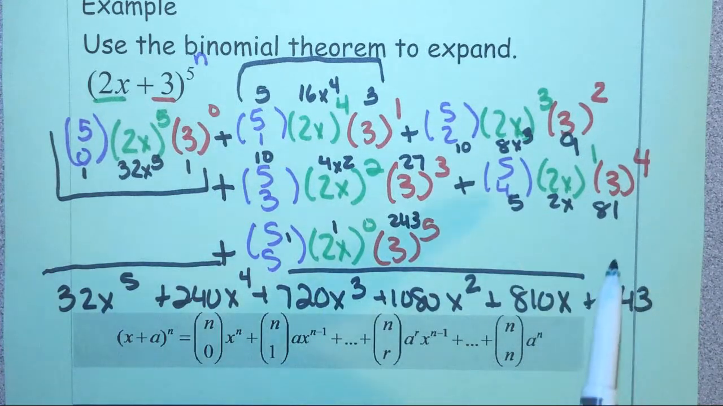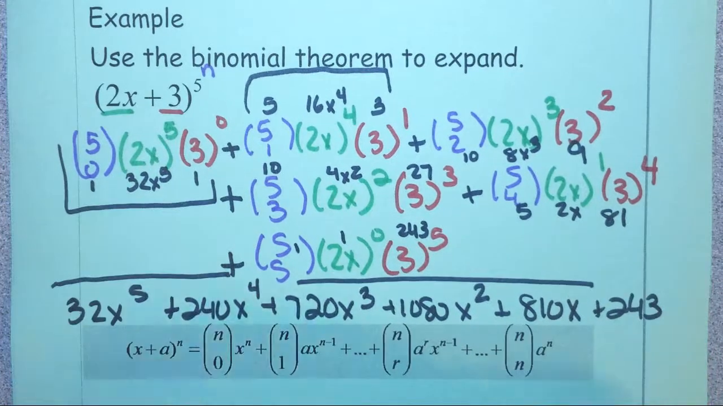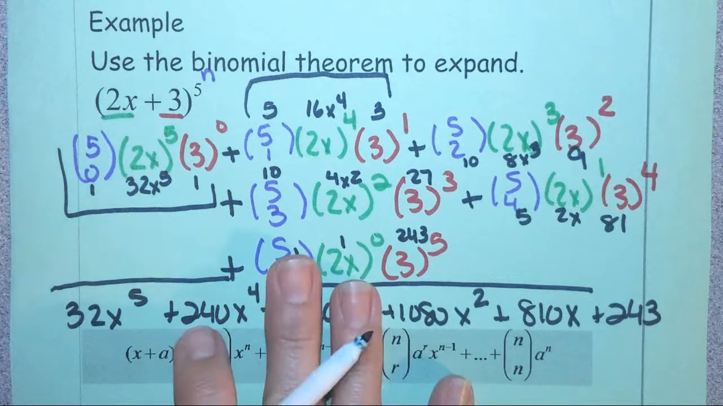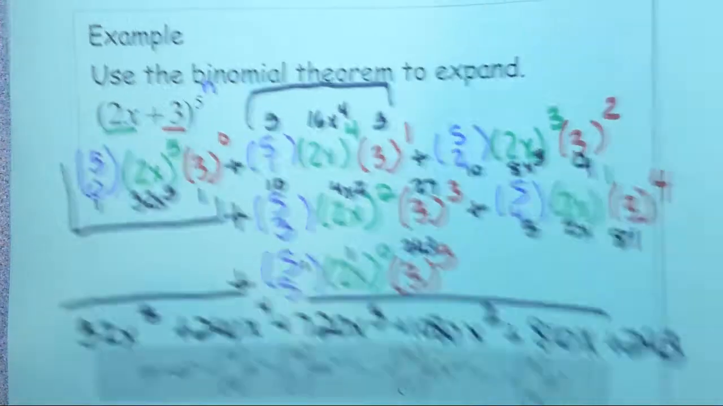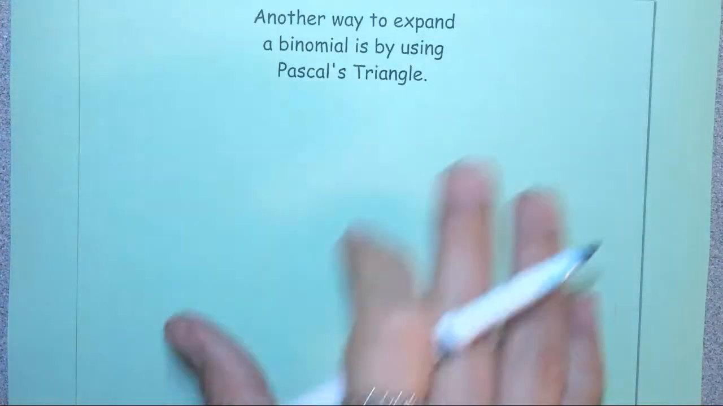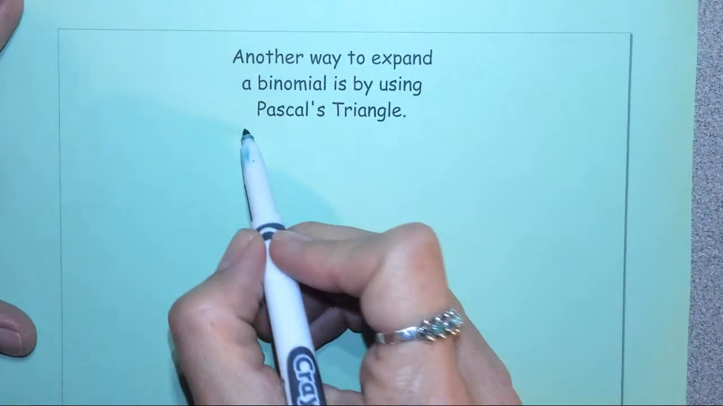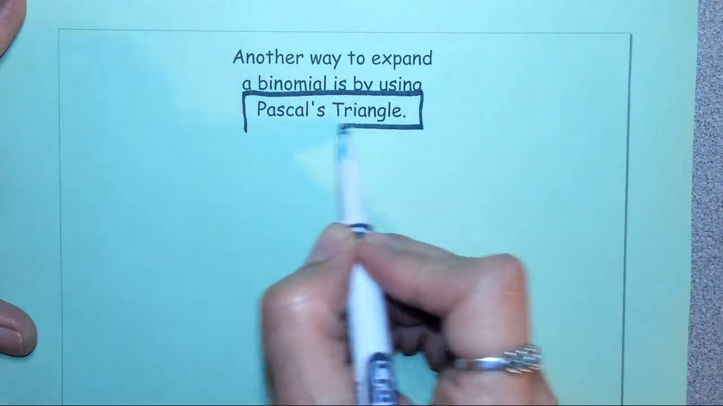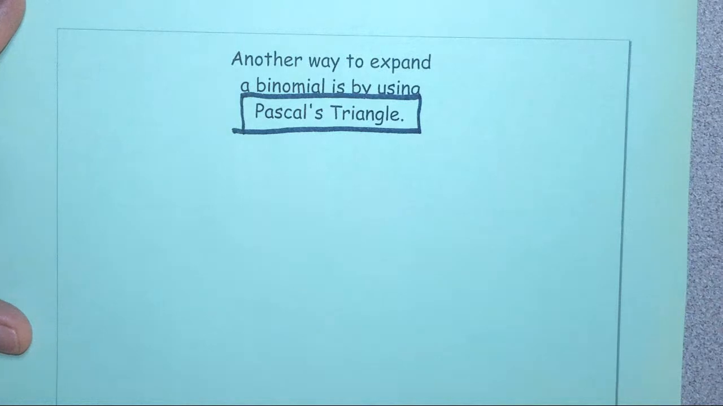Again, it's just a pattern. The hardest thing about this is that you have to type all these numbers in. If you don't like using this, then the other option is to use what we call Pascal's triangle. In order to use Pascal's triangle, you have to know how to create it.